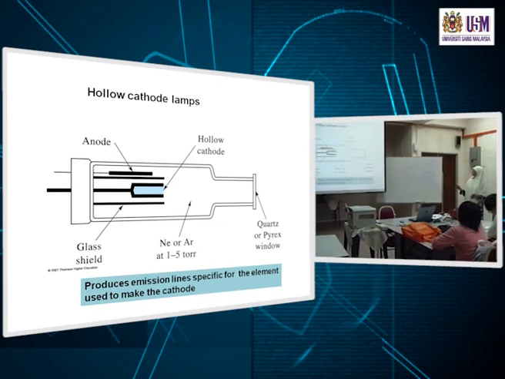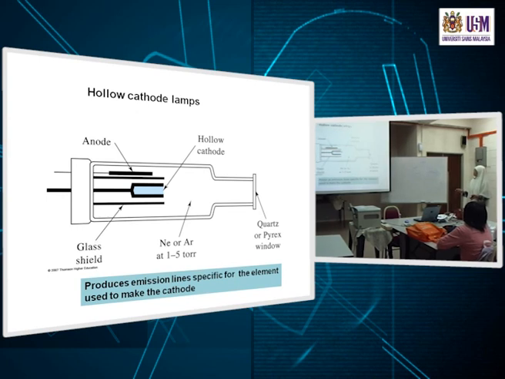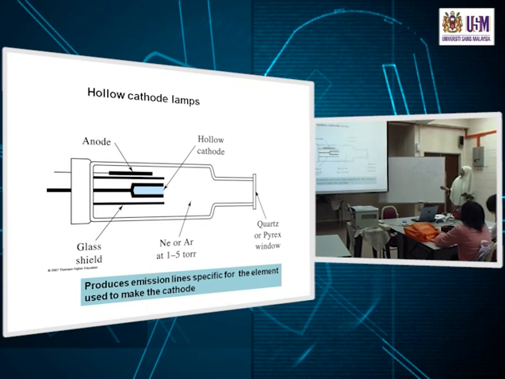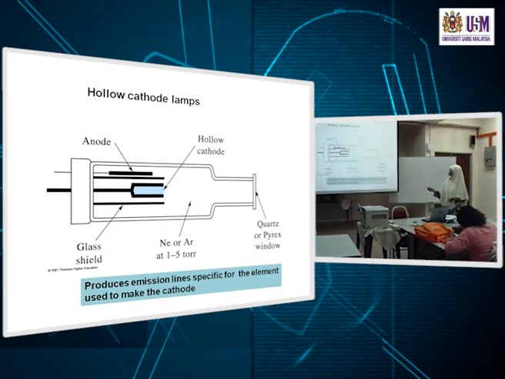Now, this is an example of a spectrum produced: lines specific for the cathode used. What makes the hollow cathode lamp? It has a hollow cathode and an anode, and the anode will be at a certain voltage. It's encompassed in a container of some sort, which has some inert neon at low pressure. So if you want to do a copper analysis, get a hollow cathode made of that metal. For a sodium lamp, the cathode will contain sodium. So either the metal is used as the cathode or some salts contain the metal.